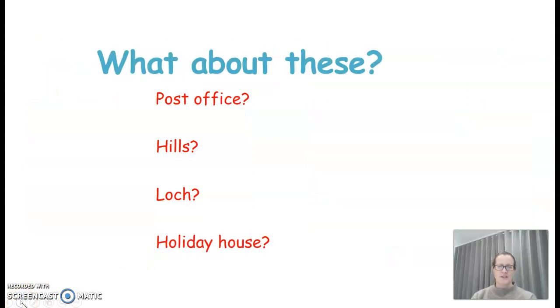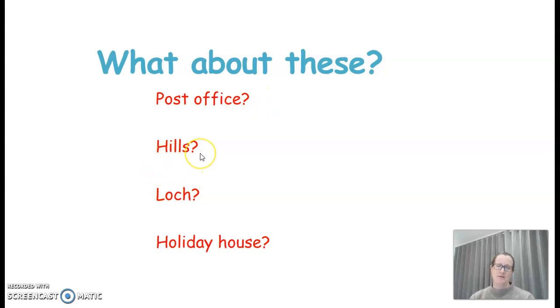So what about these? Think about the things that are around you. So a post office, what would that be? Would that be a physical feature or a man-made feature? Well, you'd be correct if you said that that was a human feature, so man-made. Post office would be built by us. So a post office would be something that was man-made. Okay, so it would be a human feature.